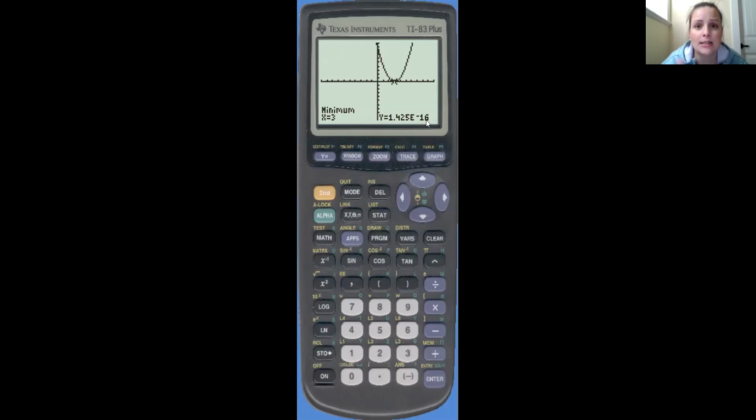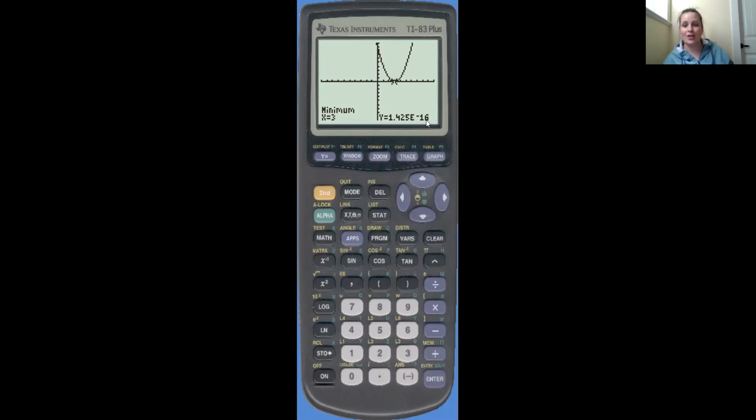So it's 0.00000000000001425, which is essentially the same thing as 0. Sometimes it's nice and just pops up with a 0. So our minimum value, the vertex, happens at x is 3 and y is 0. All right, so that is our vertex, 3, 0 in a coordinate point. And that's how you find the vertex.